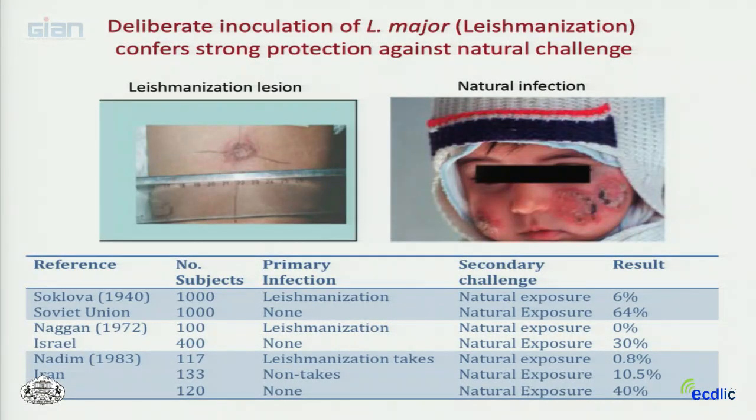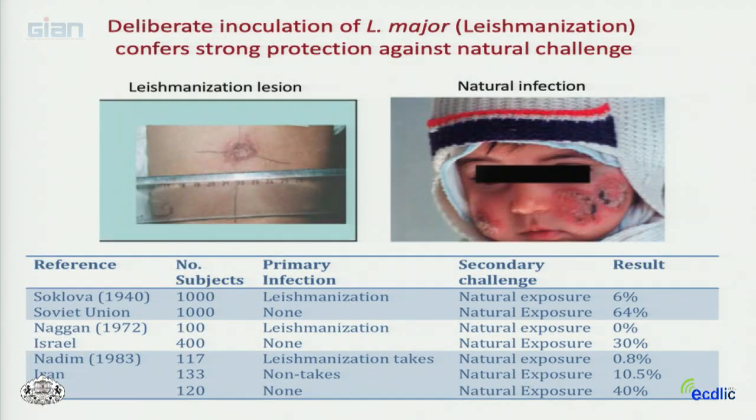Israel took up this same Leishmanization protocol in their populations in the 70s, and they did a controlled trial. Here there was complete protection, 0% lesions in the Leishmanized group, 30% in the control group. And in Iran, that has been the country that has been doing Leishmanization in most recent times, although I think they stopped doing it in the late 80s or the 90s for reasons we'll discuss.